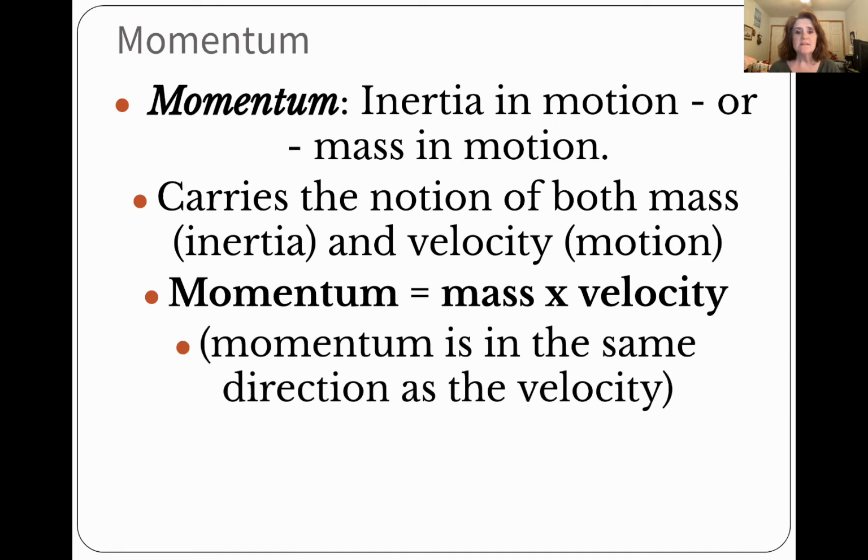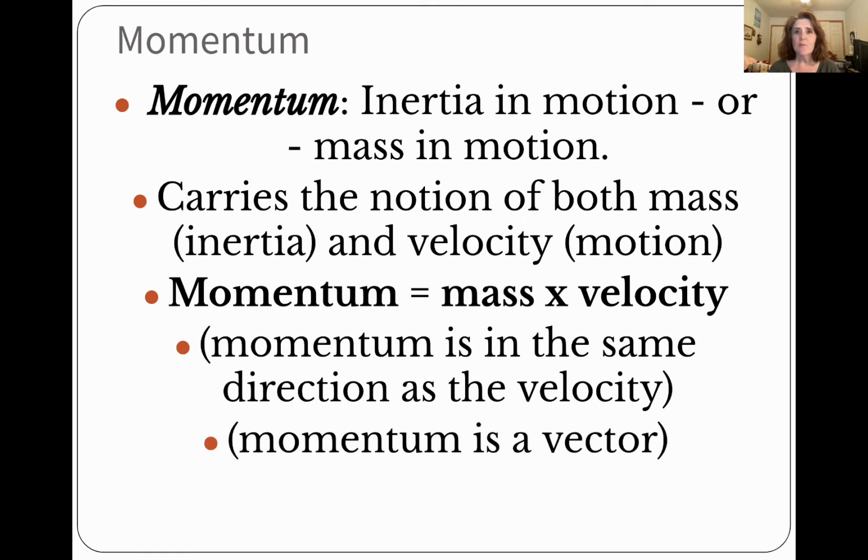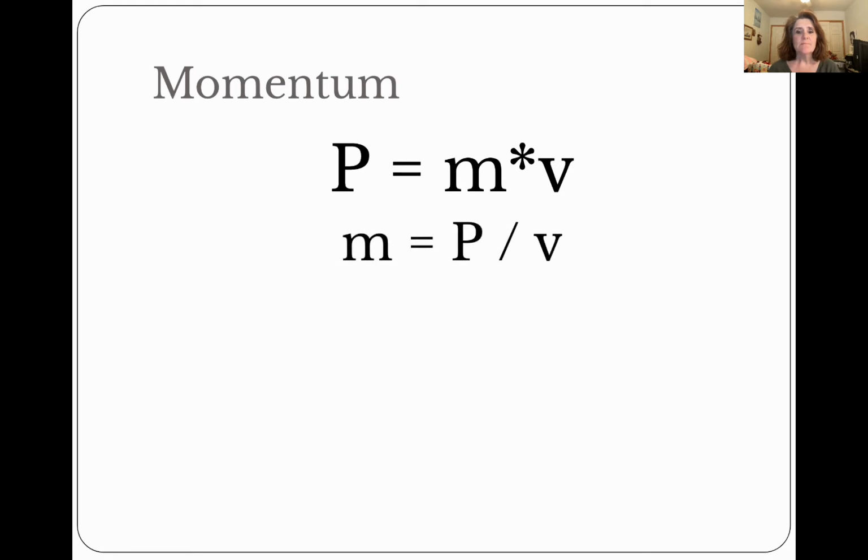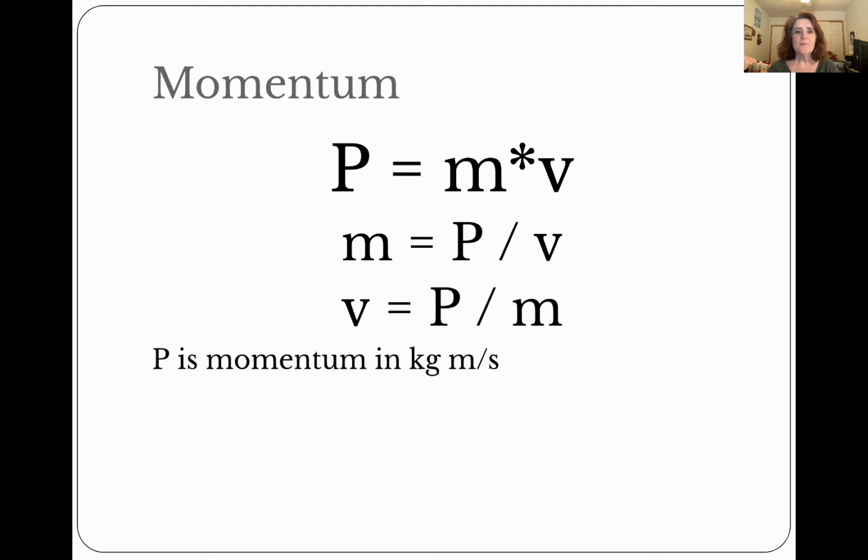Momentum must be in the same direction as the velocity. Therefore, momentum is a vector. The equation for momentum is P, that's the letter that represents momentum, is mass times velocity. Therefore, m is equal to P divided by V, and V is P divided by m. P is momentum in kilogram meters per second, m is your mass in kilograms, and V is velocity in meters per second.